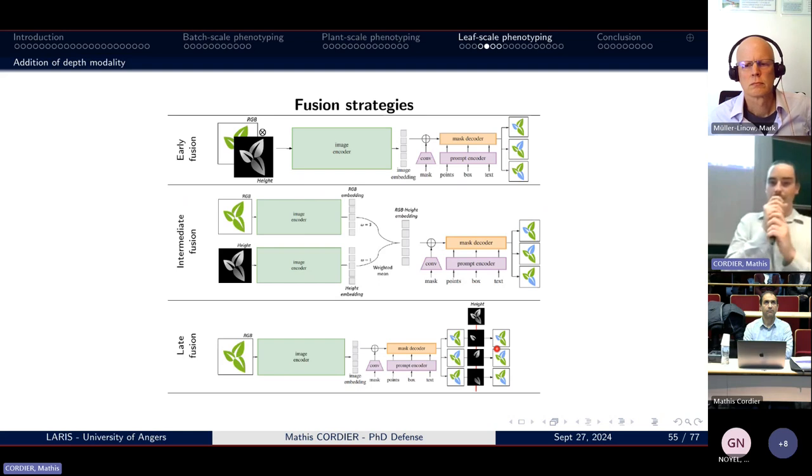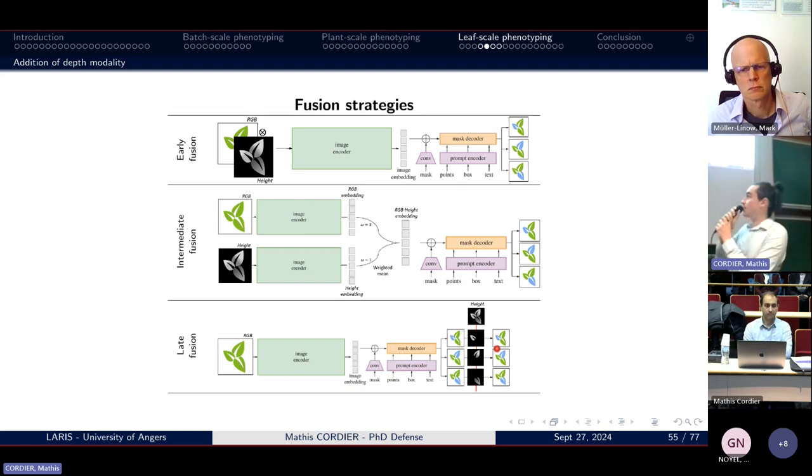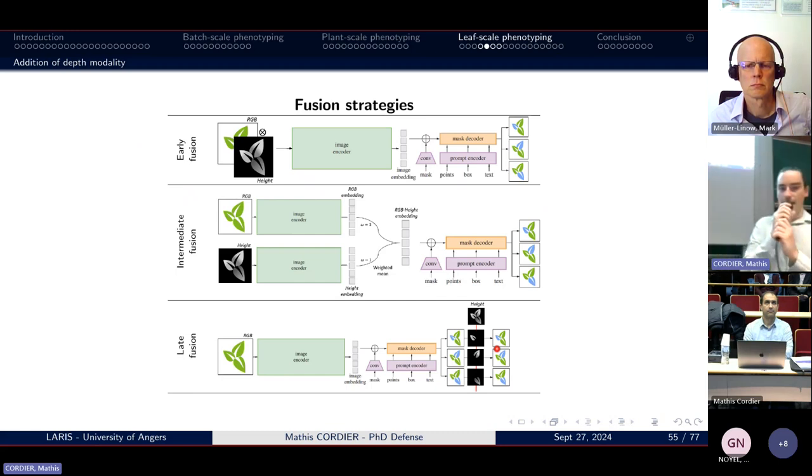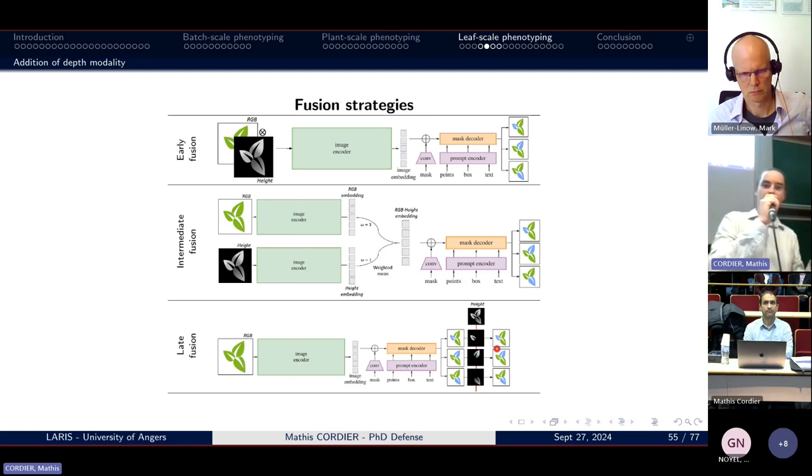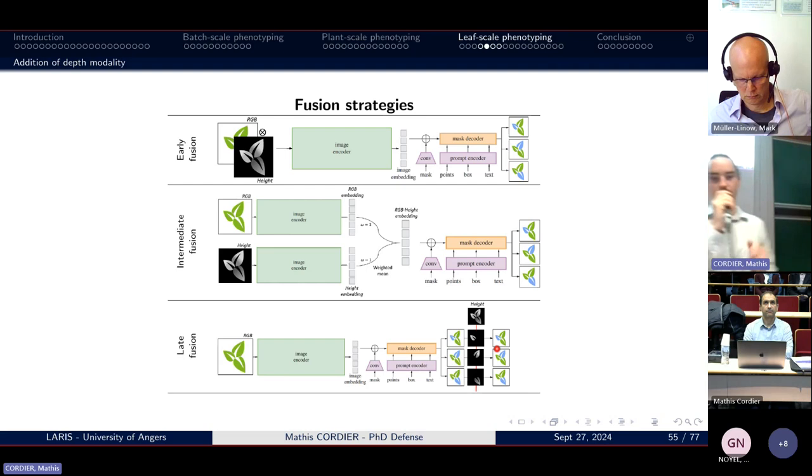The first way of fusing information here was the early fusion. In this case, we use the height maps as multiplicative filters of the color imaging, so multiplicative filters of the red, green, and blue channels of the color images. And we expect here that the contrast in depth is able to enhance the contrast in color.